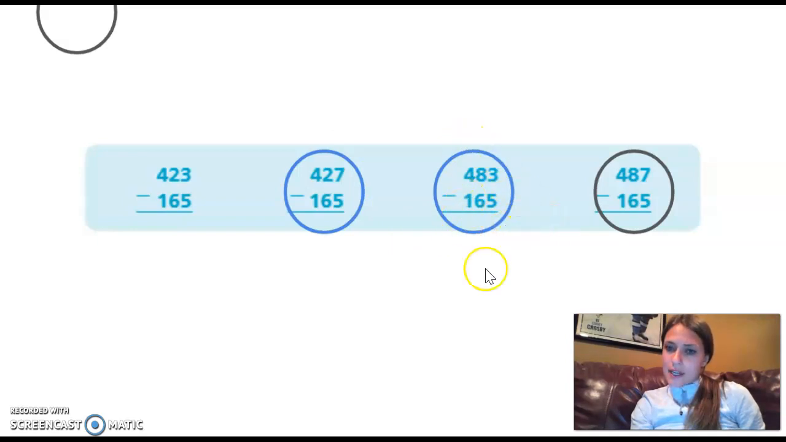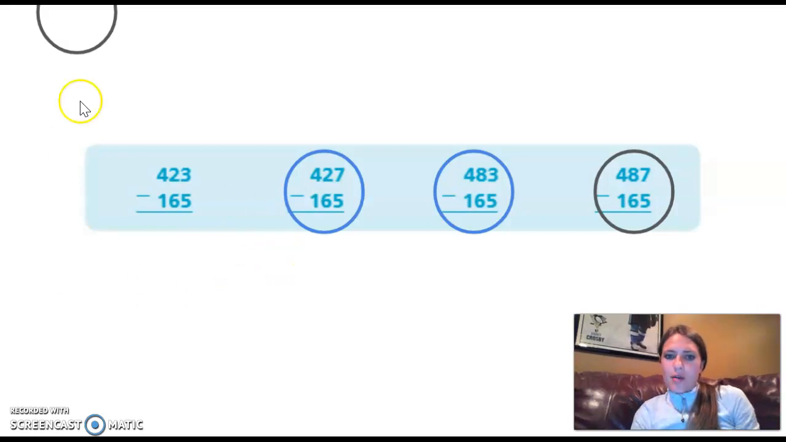Okay, so what about the second problem? Which place value needs more? What are you going to ungroup? The ones place. Okay, there's not enough ones. You can't take 3 ones minus 5 ones. Okay, so you need to ungroup.